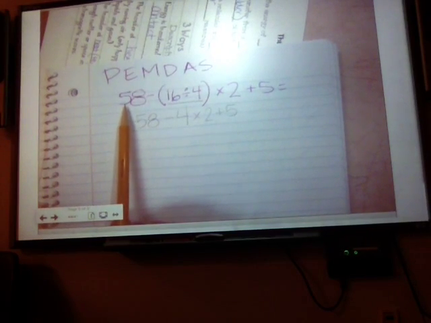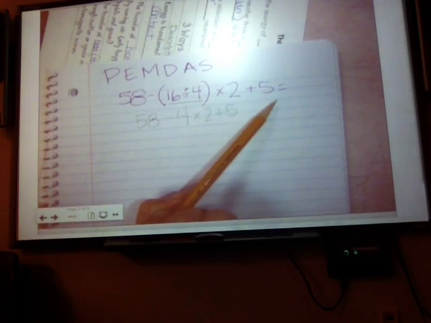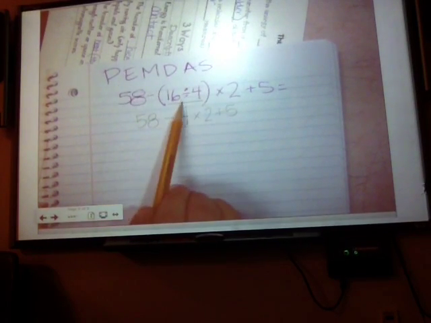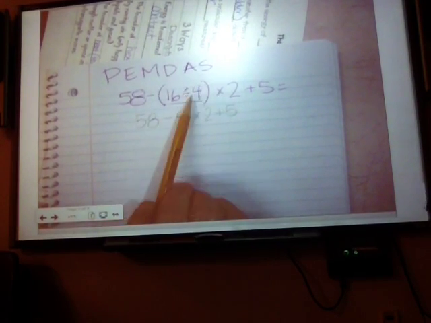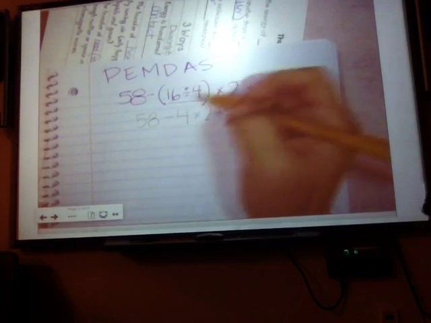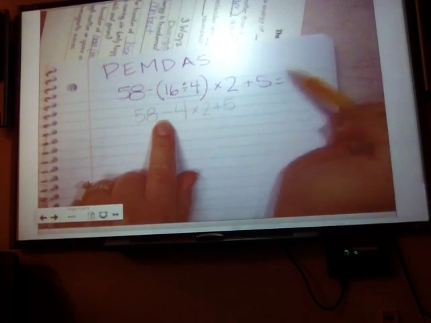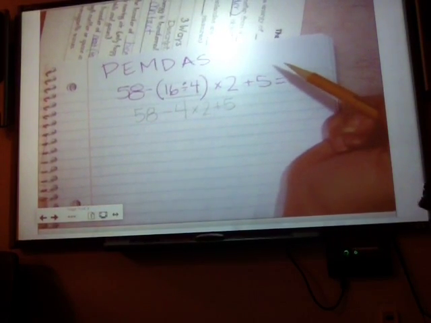PEMDAS. When you have the equation 58 minus 16 divided by 4 times 2 plus 5, parentheses must come first. Regardless of what is inside there, the parentheses must go first. So you've got 16 divided by 4. So I did 16 divided by 4. I have not touched anything else, so therefore everything else must come down.